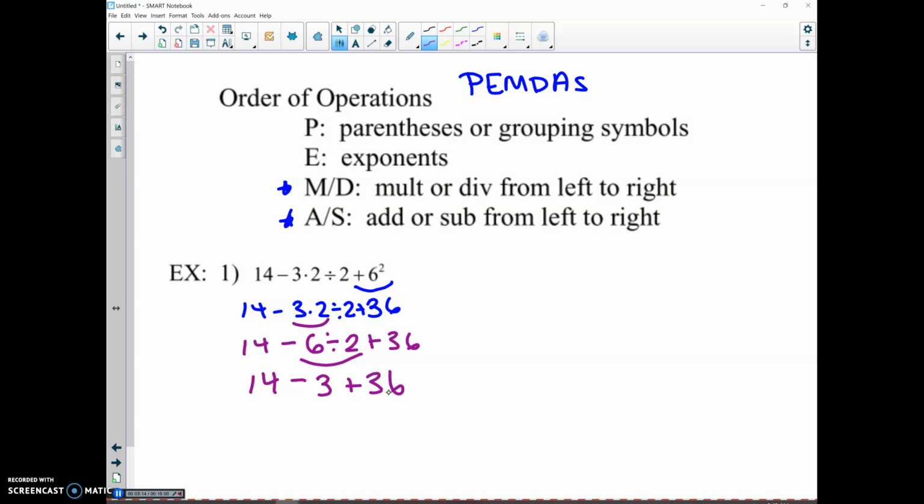And we are finished with multiplication and division. So now 14 minus 3 plus 36. Subtraction comes first because it came first coming from left to right, so 11 plus 36. Our final answer would be 47.